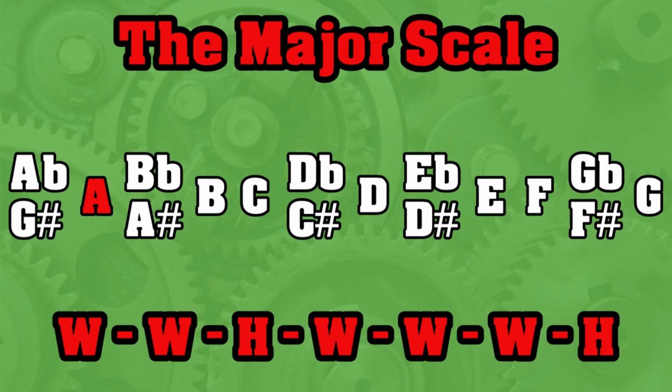My next note would be a whole step higher, which would be the note B. The next note would be a whole step higher than that, which would be the note C sharp or D flat. The next note would be a half step higher, which is the note D. Then a whole step higher, which is E. Then a whole step higher, which is F sharp or G flat. And then a whole step higher, which is G sharp or A flat. And then a half step, and you're back at A again. So we just applied the major scale formula, the sequence of whole steps and half steps, starting on A, and this is what we got.